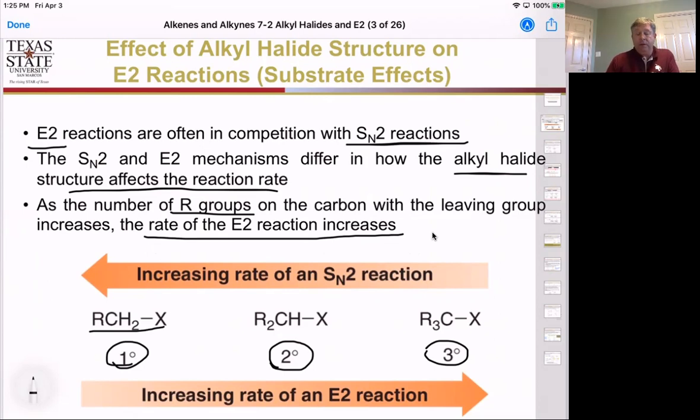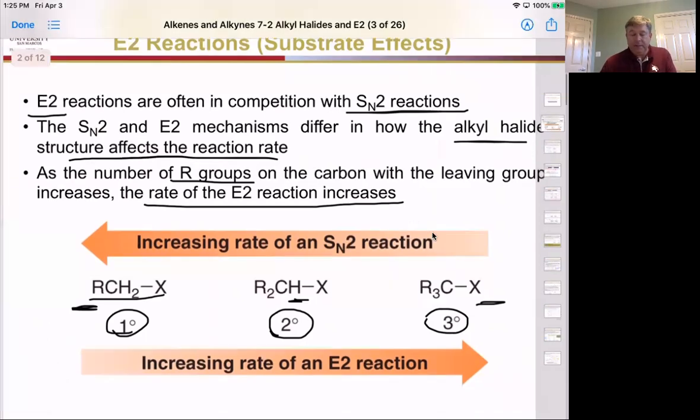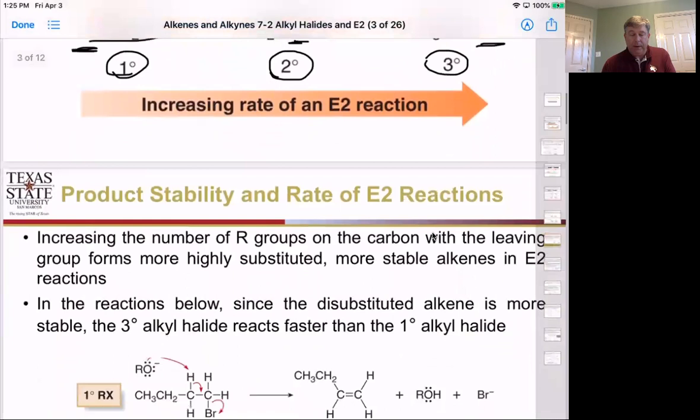What you can also think of is that as you're trying to form a more and more substituted alkene, the reaction rate goes up, because here we would have a terminal alkene, here we might have an internal alkene, and here we might have a tri-substituted alkene. So you can think of them as opposite and in competition with each other: primary is faster for SN2 substitution reactions, tertiary is fastest for elimination E2 reactions. Okay, let's look at that a little bit more.